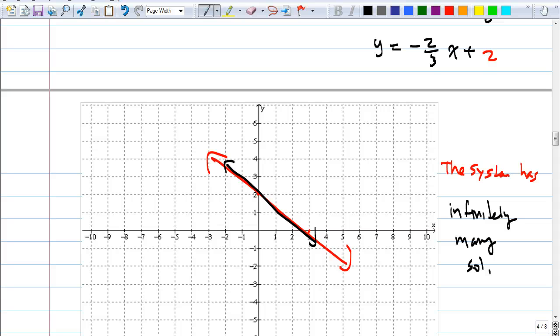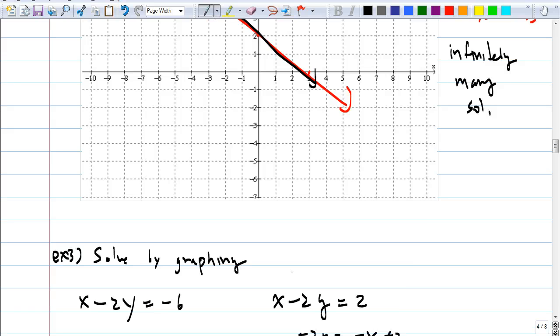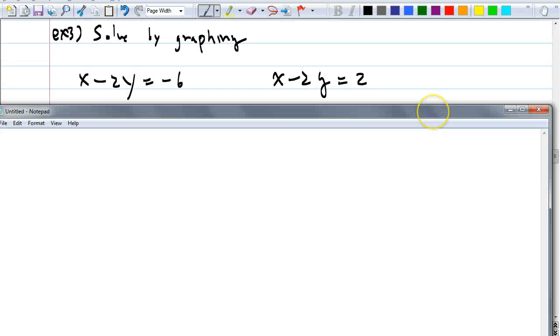Okay. Can I give you one last one now? Yes. Okay. Go ahead and solve by graphing. x minus 2y equals negative 6. x minus 2y equals 2. Go ahead, everybody try. Derek, what do I do for example 3? Can you tell me what to do? Change x minus 2y equals negative 6 to slope-intercept.